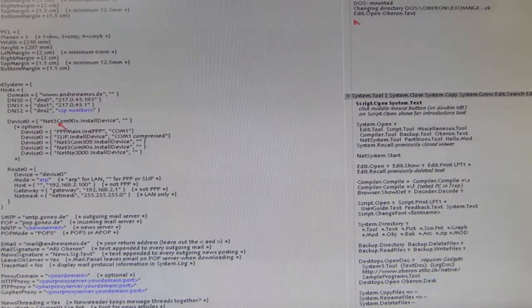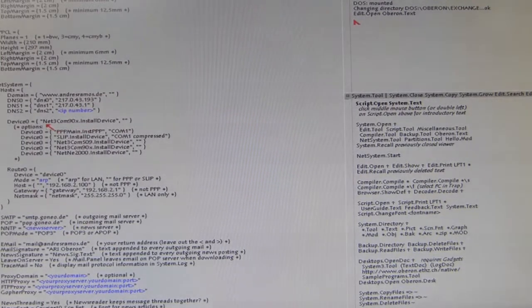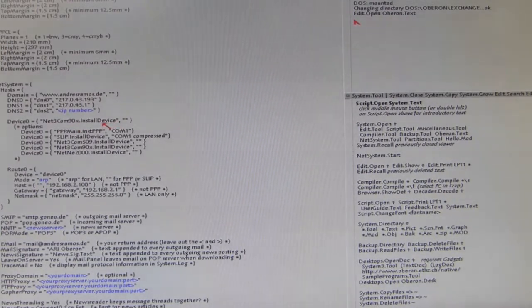And then we have a section here dealing with the network interface card itself. As you can see here, we have one driver here, which is called Net3Com90x.InstallDevice. As I told you a few seconds ago, my network adapter is a 3COM906. So this is the driver that matches my network card. There are some other cards you can see. We have also the Net3Com509 driver and a Net3Com906, which is the one we already installed.